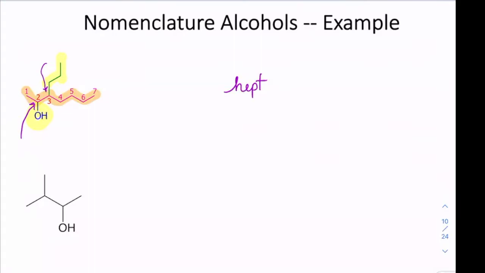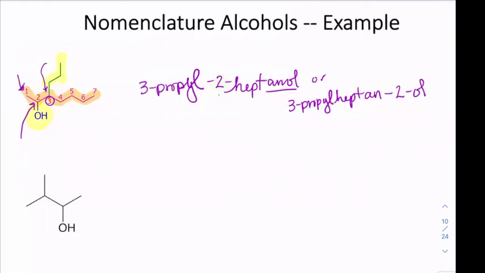And so if we were going to start putting this all together, remember, we have to start numbering from the end that's closest to the OH group. And that's why this one is carbon 1. And so the ending of the parent is going to be heptane-ol, so heptanol. And now we put our substituent. And so on carbon number 3 is a propyl. So it's going to be 3-propylheptanol. But we need to indicate where the OH is. So we can place the position of the alcohol, the locant of the alcohol, either before the parent name or before the -ol designation. And so both of these are correct.